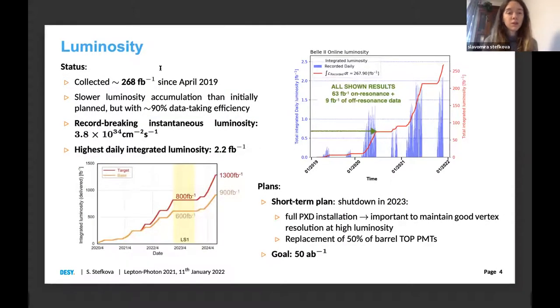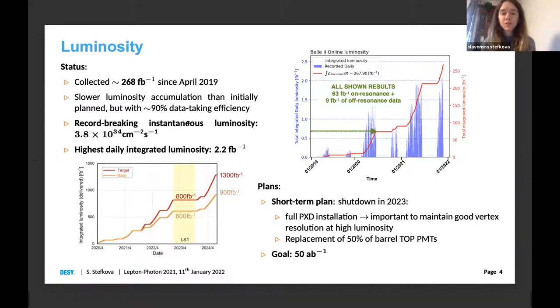Currently, we have roughly 217 inverse femtobarn of data on tape, which is a rather smaller luminosity than initially planned, but we are taking the data with a high data taking efficiency. Some of the highlights include the fact that we are the most luminous experiment, and just last December, we managed to integrate the highest luminosity per day, and that is 2.2 inverse femtobarn of data.